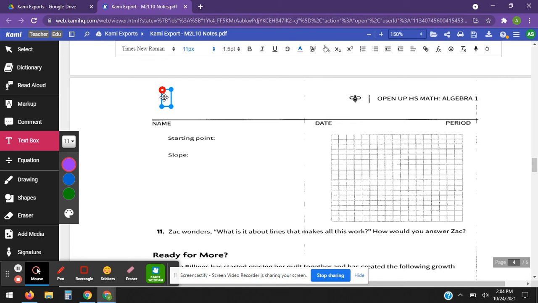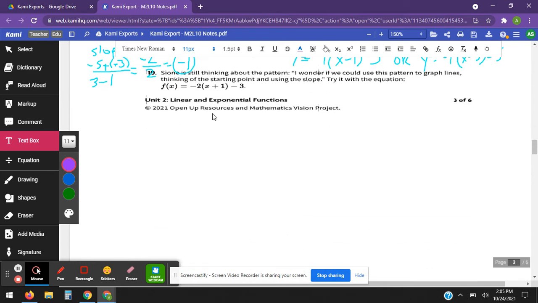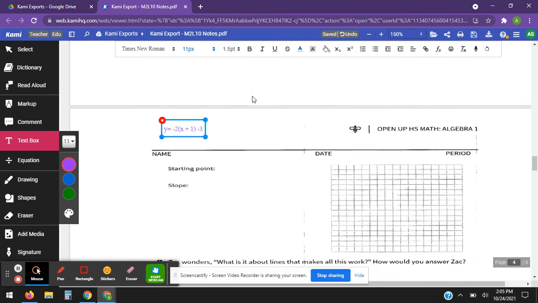Okay, so I'm going to type it in up here. It was y equals negative 2, x plus 1, and then minus 3. Okay, so that was, I believe, negative 2 times x plus 1 minus 3.